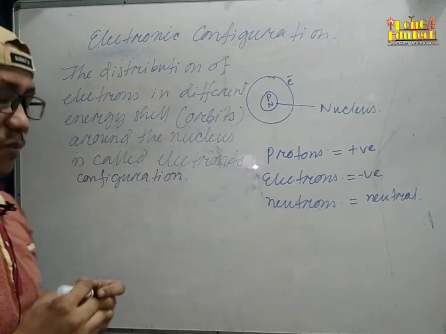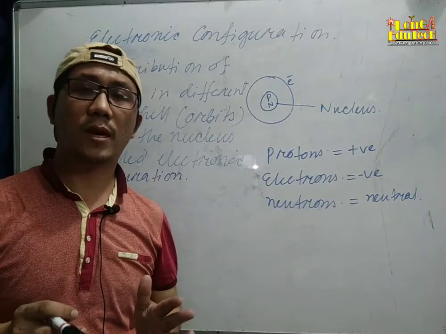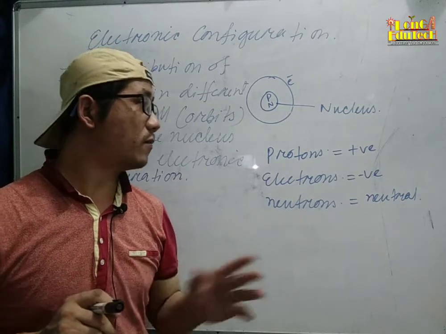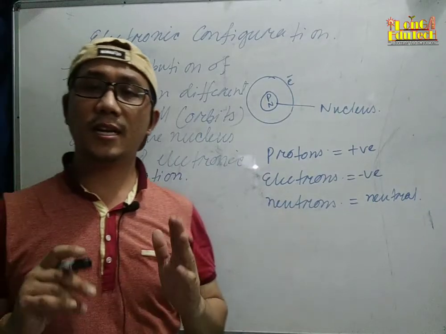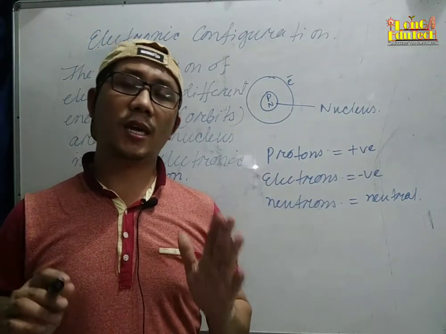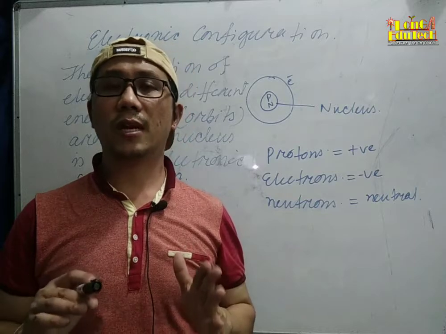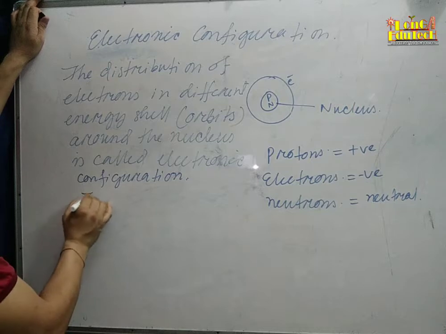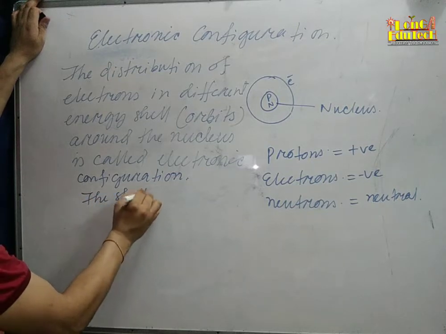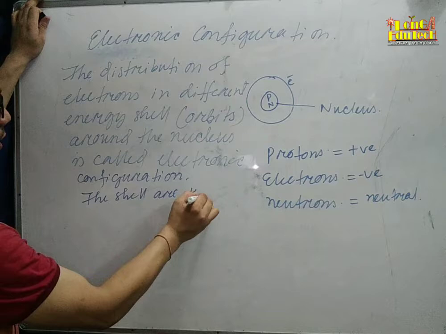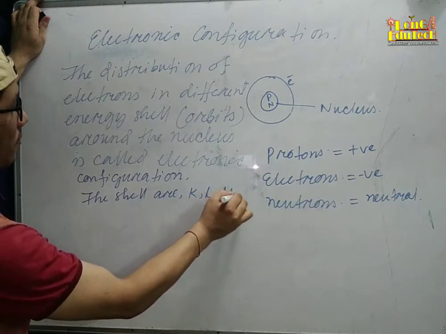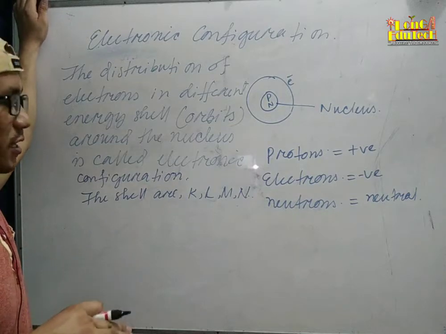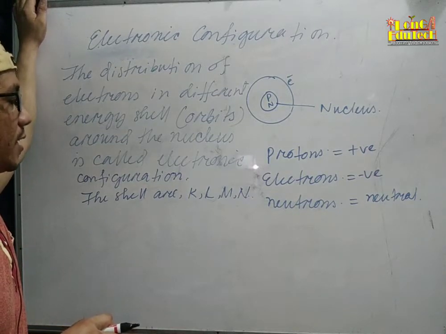Bohr was the scientist who explained this. When these electrons are revolving around the nucleus in the different energy cells, each has a maximum number of electrons which it can accommodate. So for electronic configuration we have to know the shells K, L, M, N, O, P. But generally up to class 10 standard, K to N is sufficient.